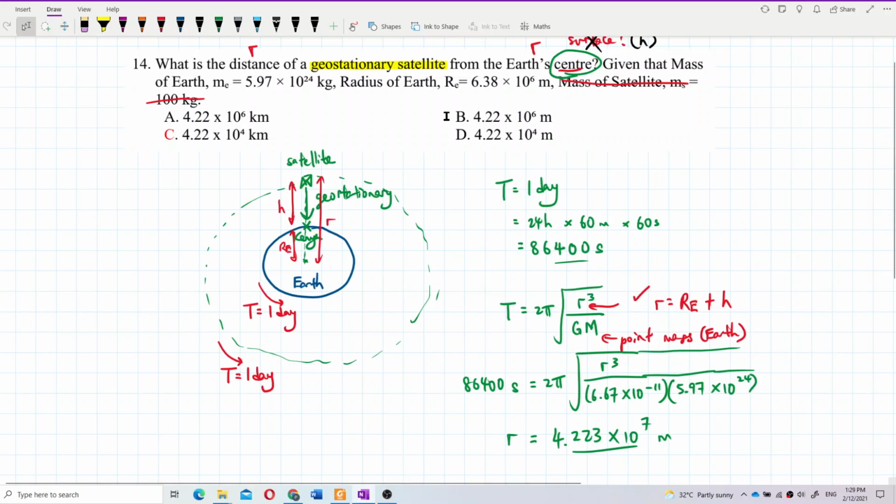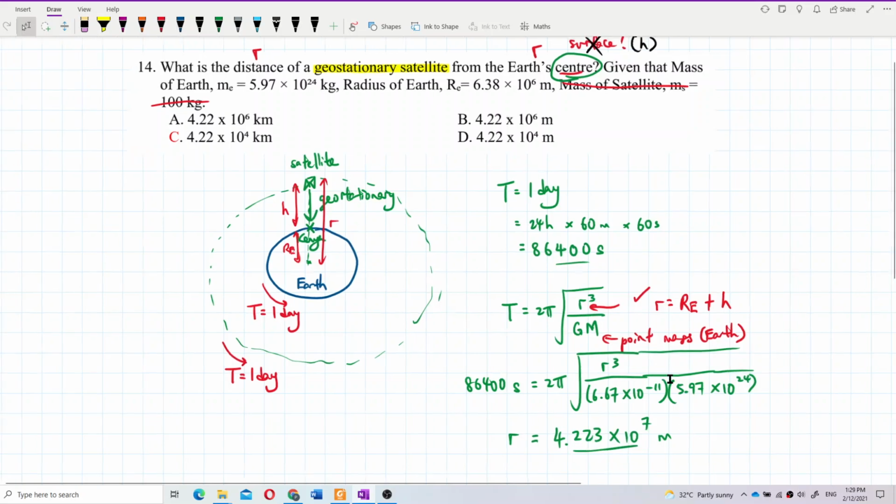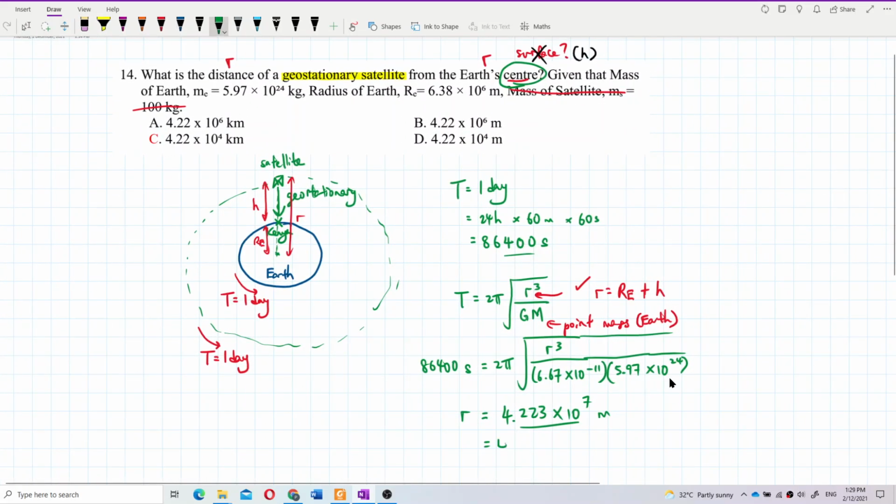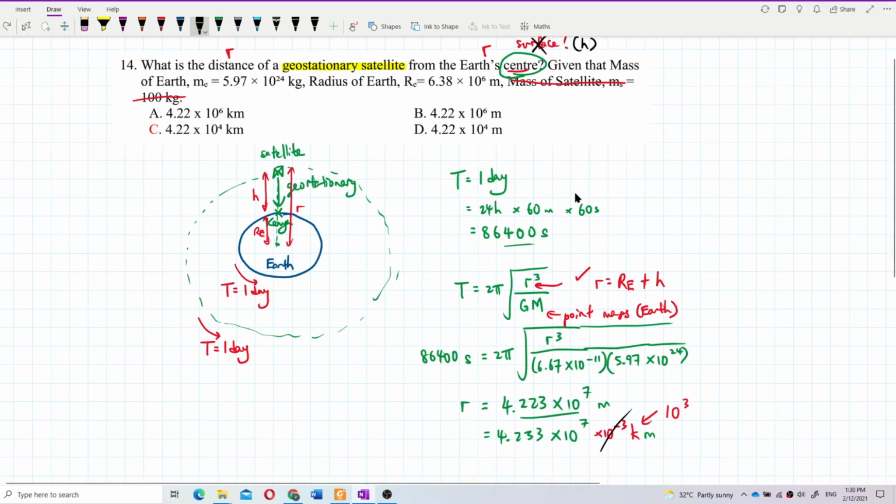Is there any answer? Oh, this one is in kilometer, meter we don't have. So we need to change to kilometer. Since I put a kilo there, I need to put a negative 3, because kilo itself is positive 3. Understand? I need to put a negative 3 to balance it out. It's like you cut it off, back to meter.